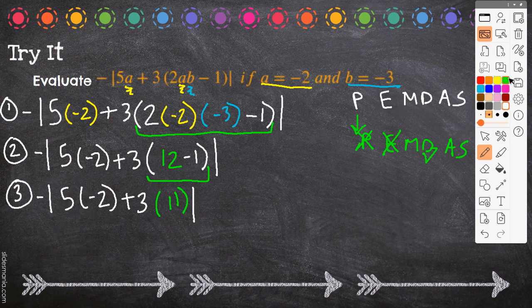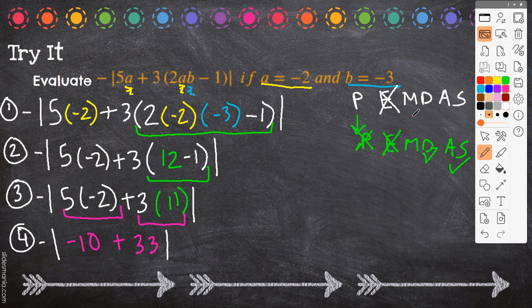Now that we've finished this second round of PEMDAS, we can go back up to our main parenthesis. Do you guys see any exponents? No? Do you guys see any multiplication or division? Yes, I see multiplication and division right here. So I'm going to do this right here first. So my next step is going to be that 5 times -2 is -10. I also have some multiplication here. 3 times 11 is 33.